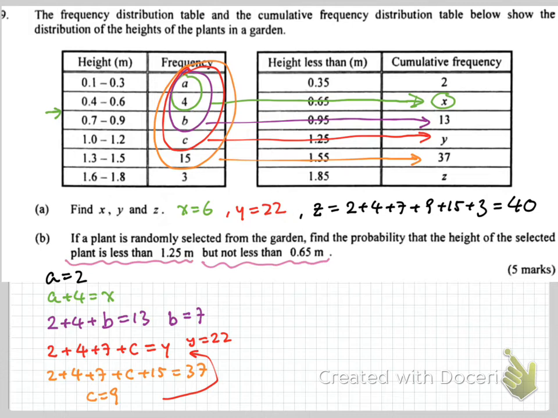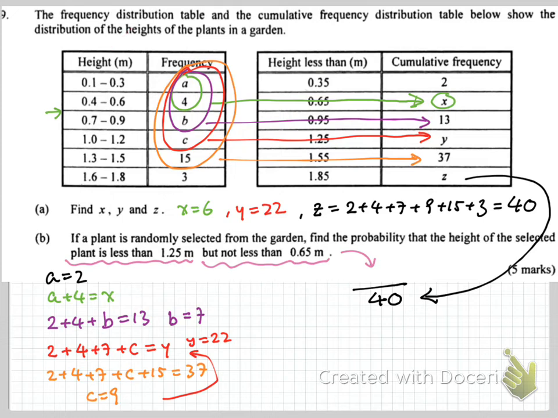The denominator will be 40. That is the total frequency, right? So the denominator will be 40. Now, what worries us should be the numerator. Which number shall we put into the numerator? All right, so we can look at the diagram on the left hand side and think about that.